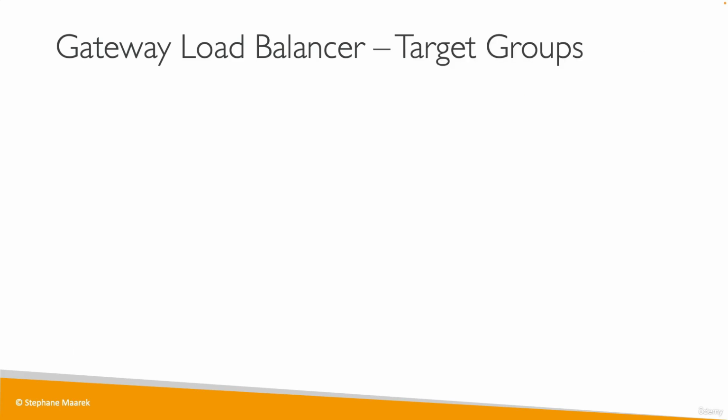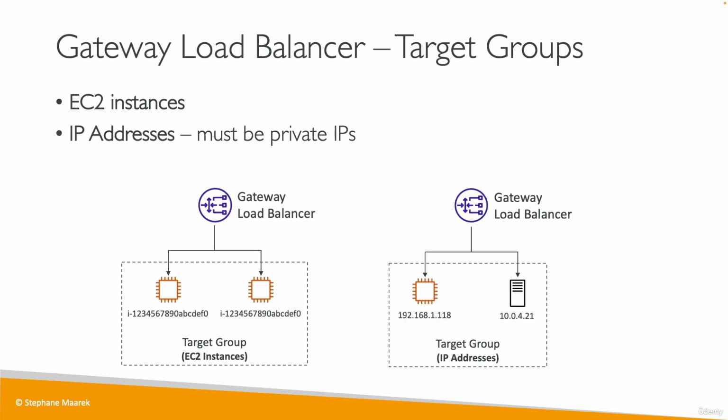So the target groups for your gateway load balancer could be EC2 instances, or it could be IP addresses, and it must be private IPs. So that's it for an overview of all the load balancers on AWS.